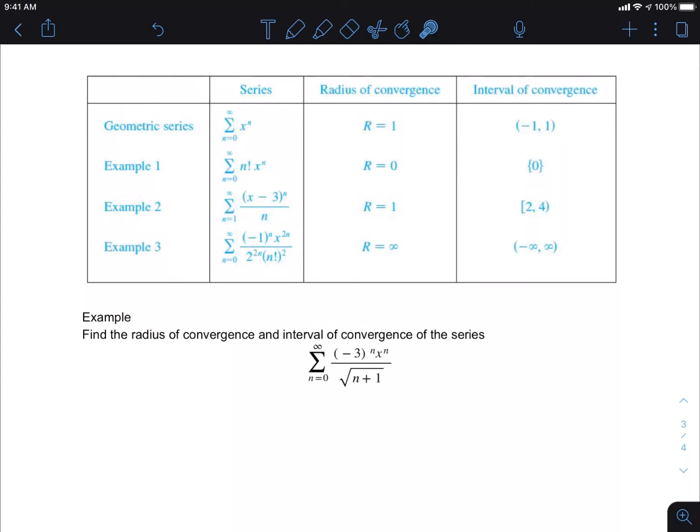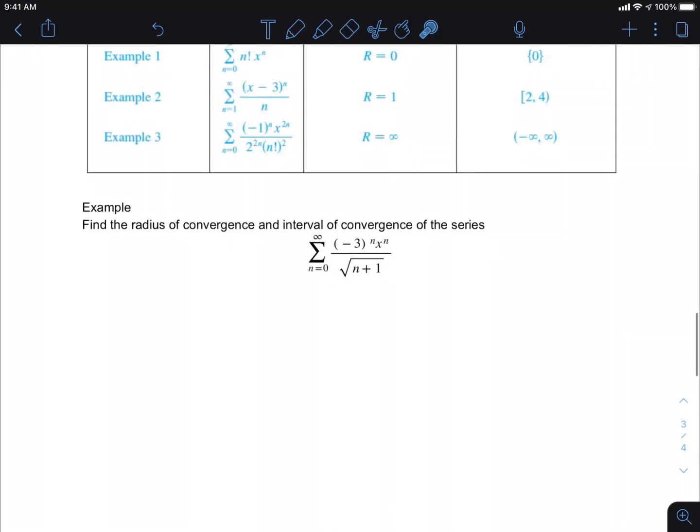The geometric series has a radius of 1 because you remember that the absolute value of x has to be less than 1 in order for the geometric series to be convergent. And then here are some other examples of radius of convergence and intervals of convergence. So let me do another example for you that's going to involve some work that's going to demonstrate finding the convergence, the radius of convergence, and the interval of convergence, and how we attack it.